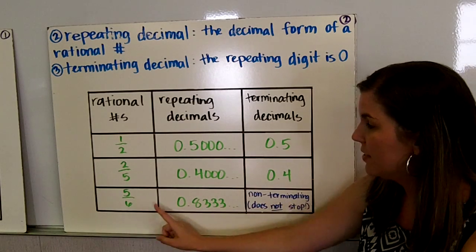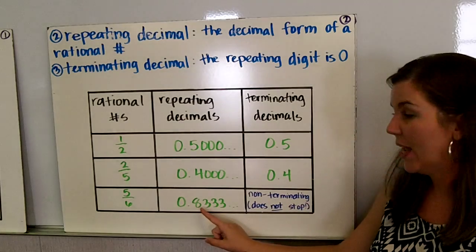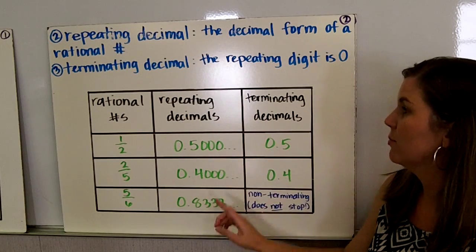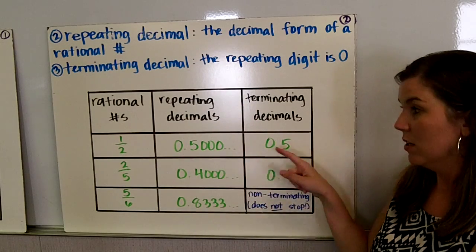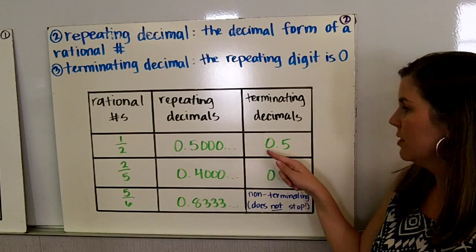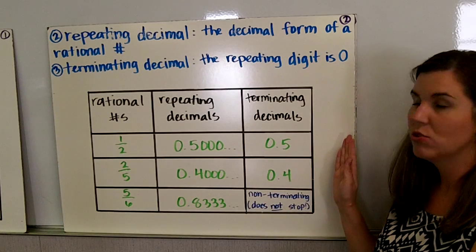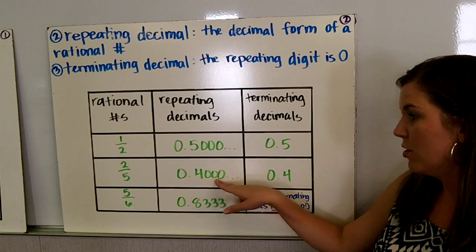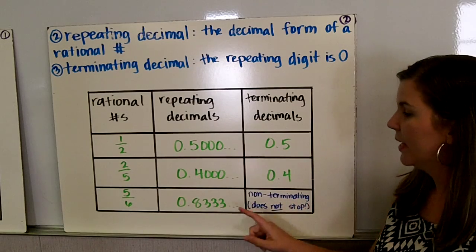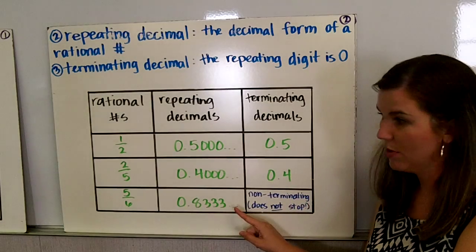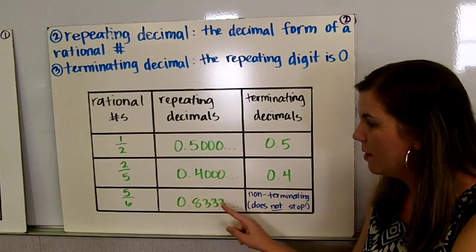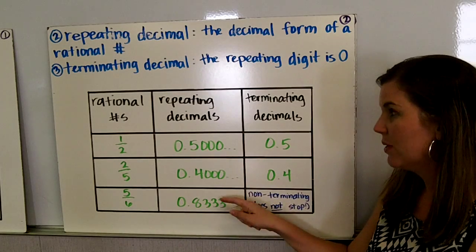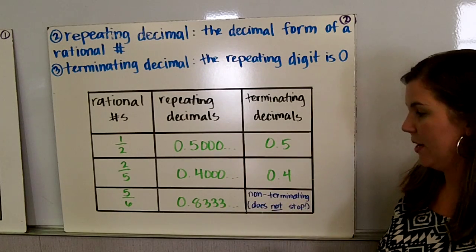And the same thing here, 5/6. 5 divided by 6 gives you 0.8 with a bunch of 3s on forever. Now, these are repeating decimals. We can change 0.5000 to just be 0.5 because the zeros don't change the value of the decimal. This would be a terminating decimal. The same thing here. You can drop these zeros to give you just 0.4. However, in the last one, you can't drop the 3s because the 3s are part of the number. The 3s will change the value of it. The zeros don't affect it. So this one is only a repeating decimal, not terminating.